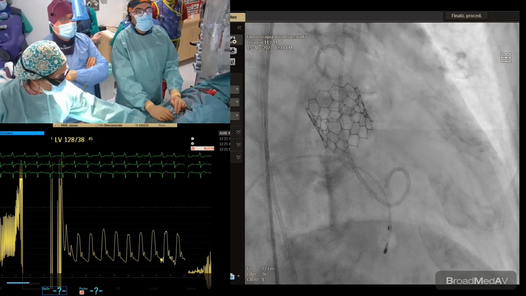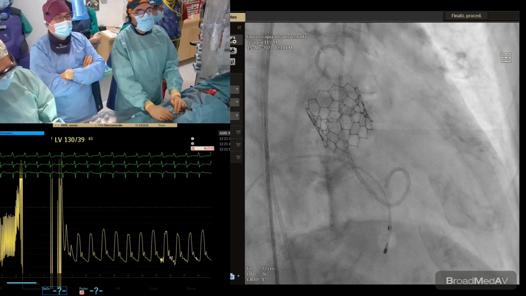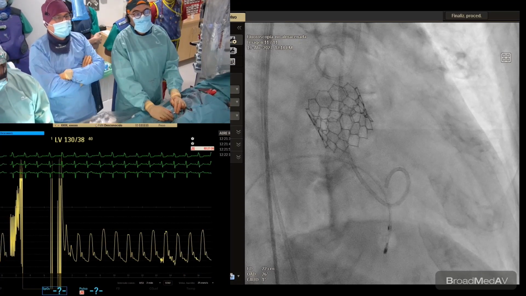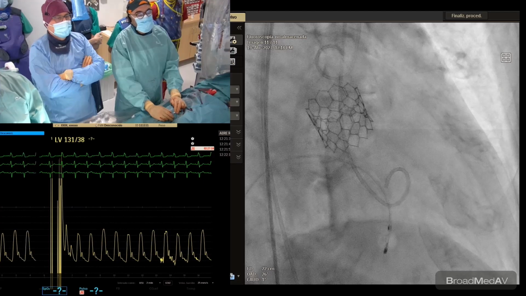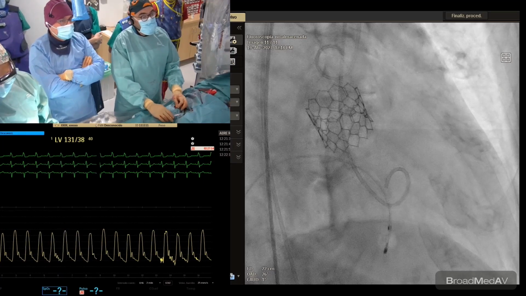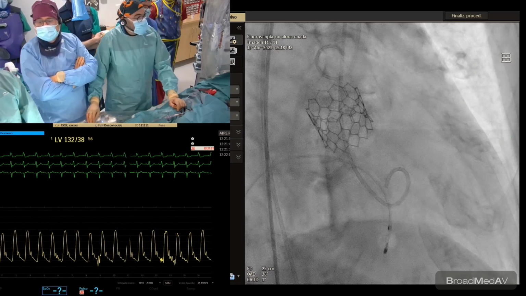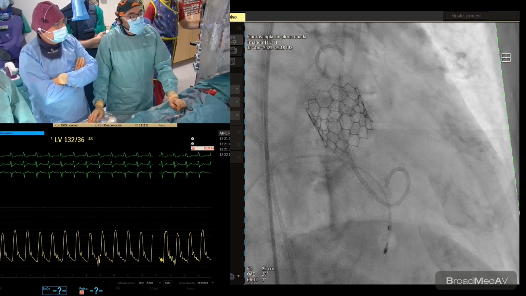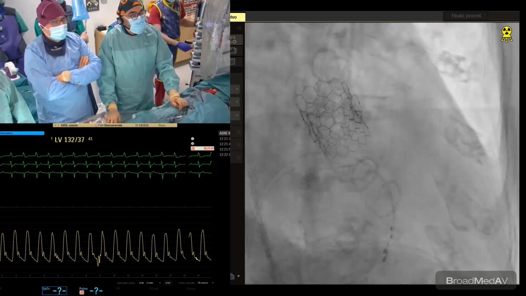Is maybe 140 and 130. So I think the peak gradient is 10 millimeters of mercury, more or less. I think the result is very good. We are going to check it again with a contrast injection in a right view.